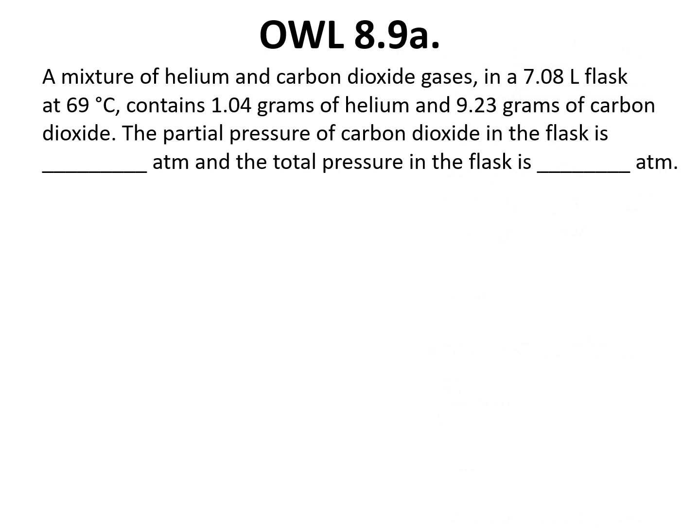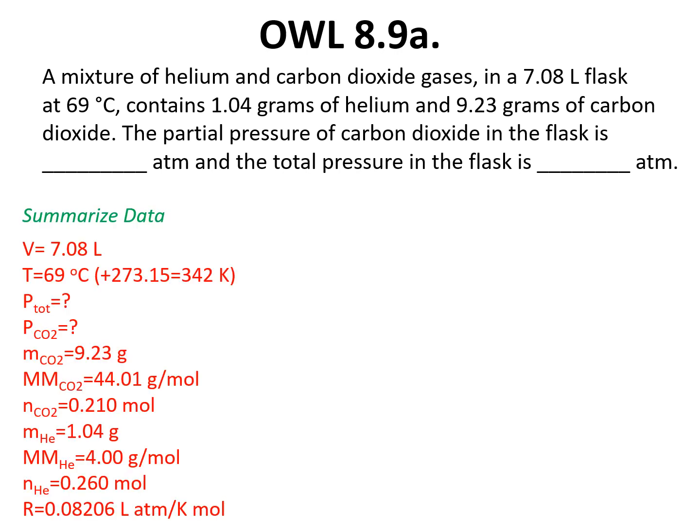In this problem, we're given a mixture of 2 gases, helium and carbon dioxide. They're contained in a 7.08 liter flask at 69 degrees Celsius, and we have the amount of each gas in grams. Of course, if we have grams, we can convert that to moles, right? We have 1.04 grams of helium, 9.23 grams of carbon dioxide. We want to calculate the partial pressure of carbon dioxide, and then we want to calculate the total pressure in the flask. So in summary, here is all of the information we have.